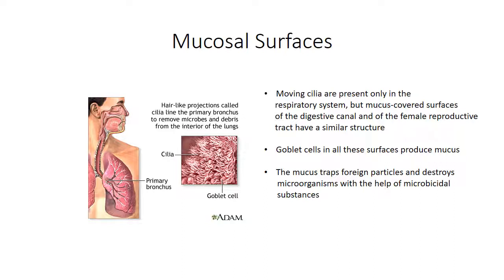In other systems that have mucosal surfaces, there are no moving cilia, but there are these goblet cells shown here which produce mucus. And mucus traps foreign particles and also destroys microorganisms because mucus contains microbicidal substances.